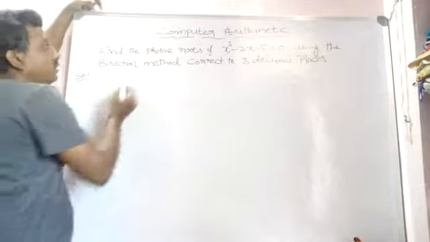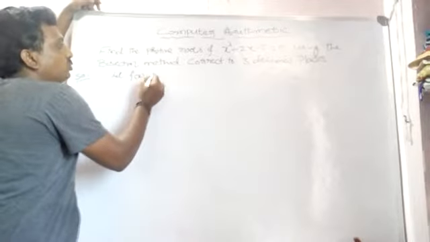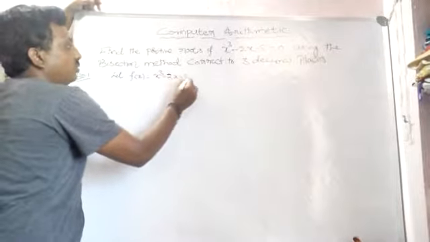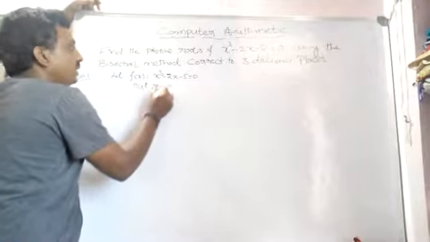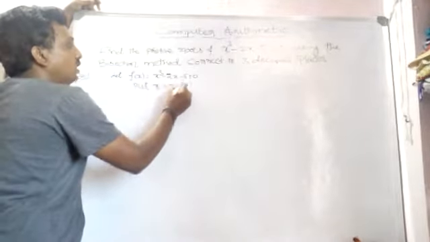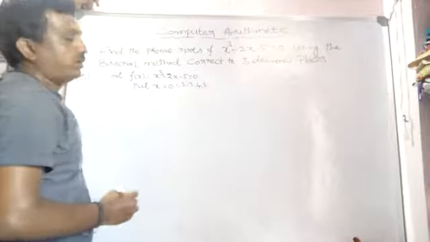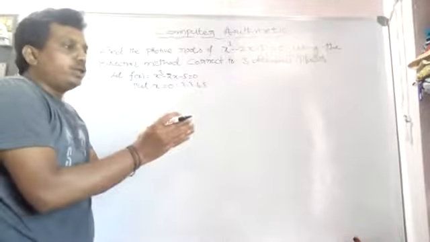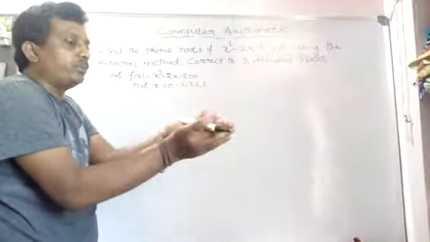See, let f of x equal x cube minus 2x minus 5 equals 0. Put x equal to 0, 1, 2, 3, 4, 5 and so on. Here we already discussed this one. When we get negative and positive values, then we stop, and the root lies between them.